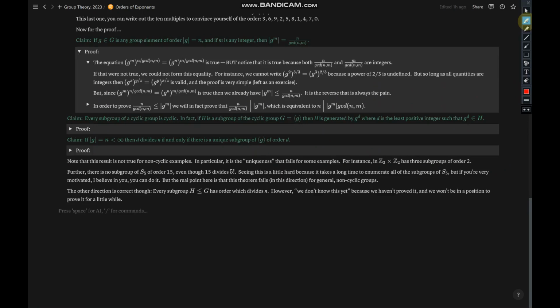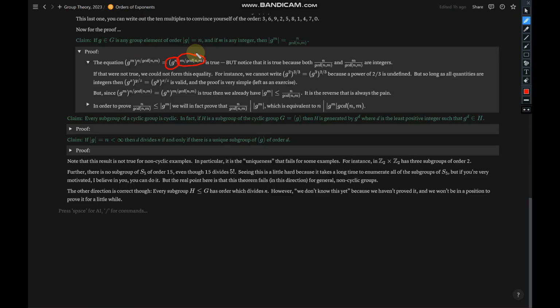Now to prove this fact about order, naturally we're going to want to take our element g to the m and raise it to the power of n over the GCD. And the natural thing to do is to use our exponent laws, put those exponents together, then rearrange and leave the n on the inside and everything else outside of that because we know that g to the n turns into the identity. That's what makes all of this a fairly sensible sequence of steps.